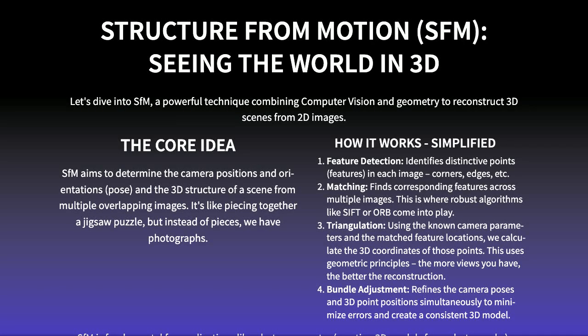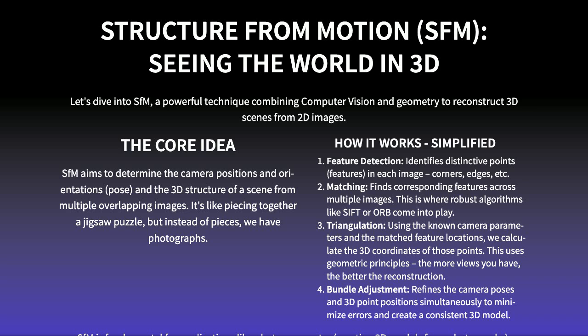Okay, let's talk about structure from motion, or SFM. It's a really cool technique that lets us build 3D models from regular photos. Basically, it's like detective work for cameras. We start by finding distinctive points, called features, in each image, think corners or edges. Then, we match those features across different pictures. Using the camera angles and these matching points, we calculate where those features actually are in 3D space. Finally, we refine everything to make sure it all fits together perfectly.